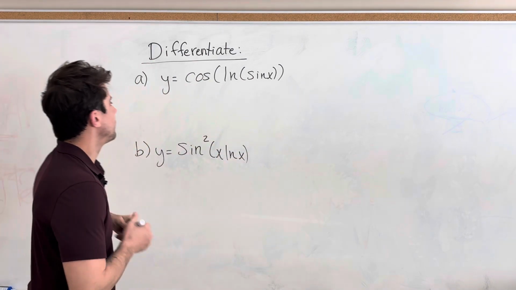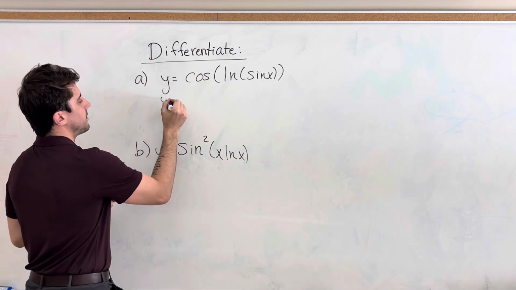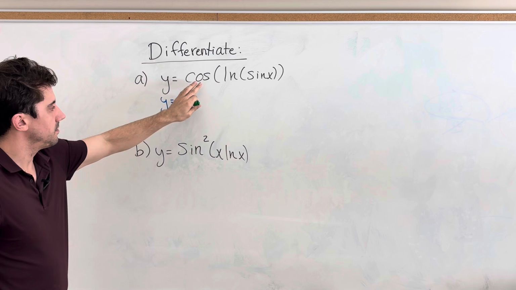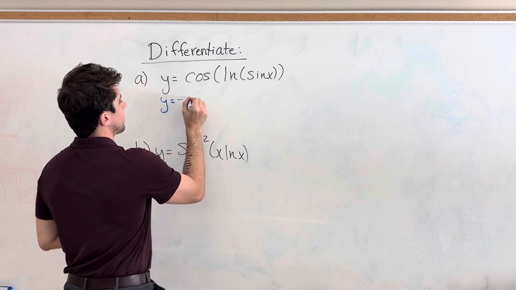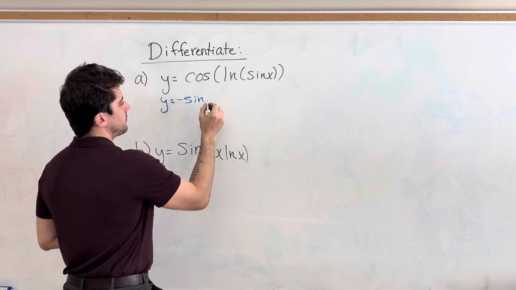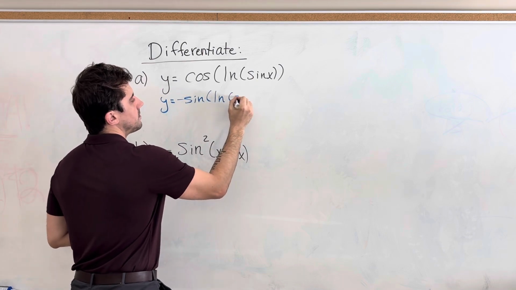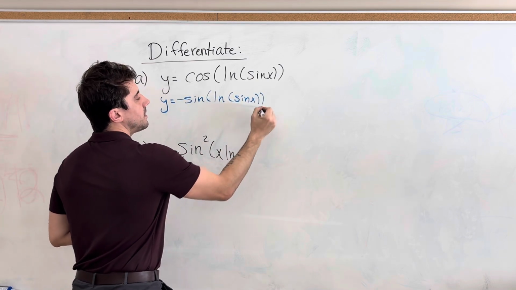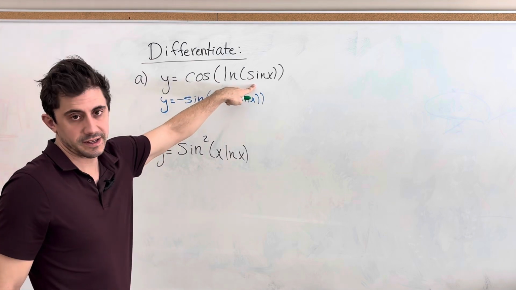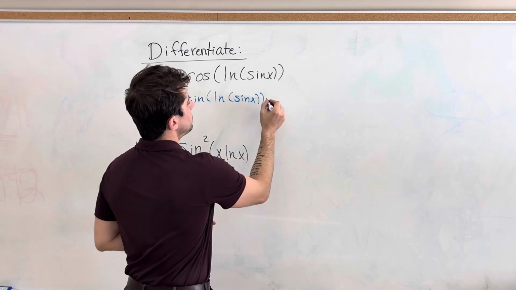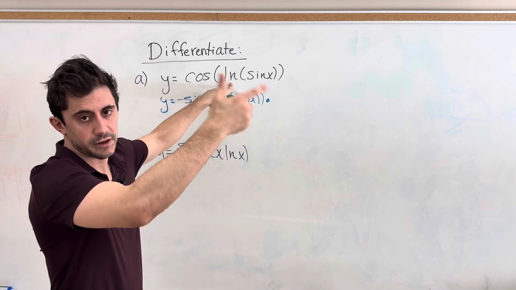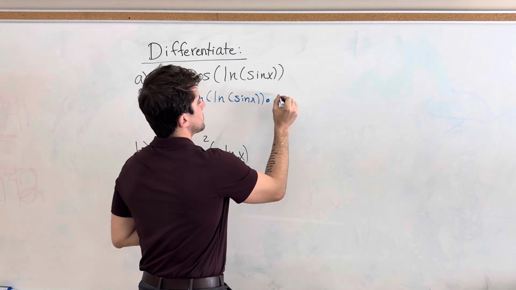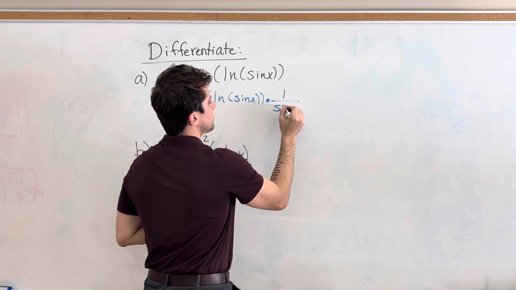Okay, so let's start off by, we're going to do the derivative of cos is negative sine. So we're going to have negative sine of ln of sine x times the derivative of what's inside, right? So the derivative of what's inside is the derivative of ln is 1 over whatever that is. So that's times 1 over sine x.